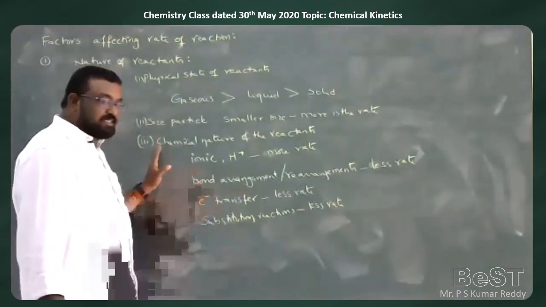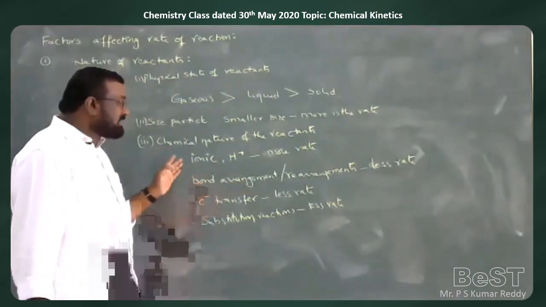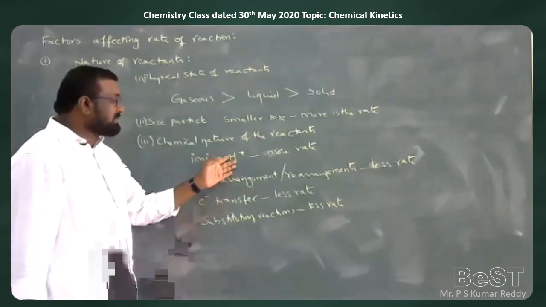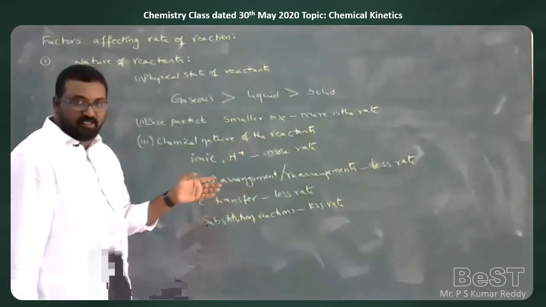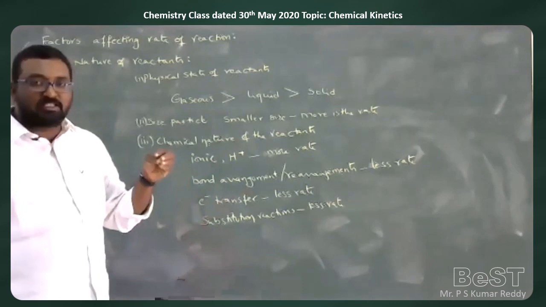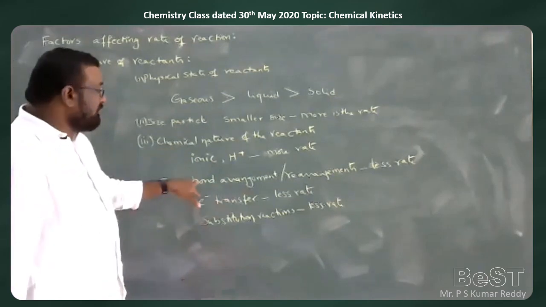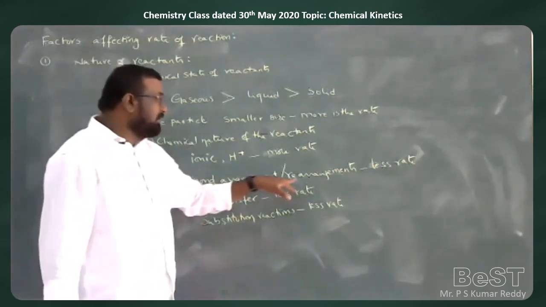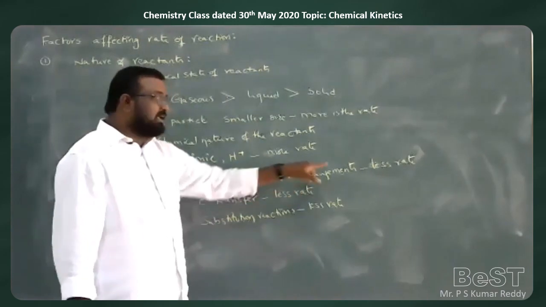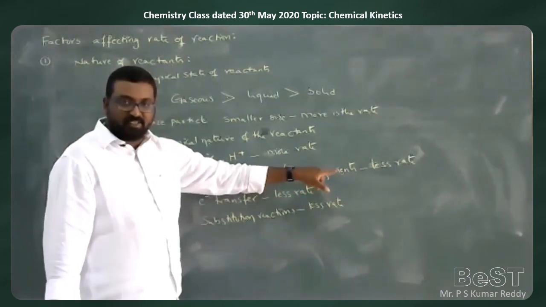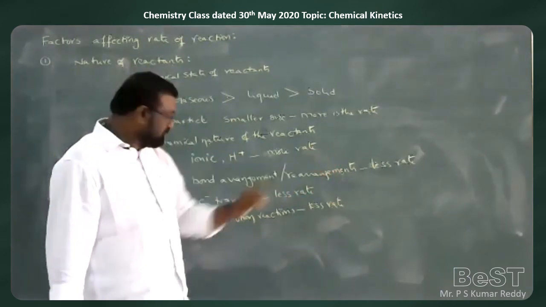Now, chemical nature. Ionic substances and proton related reactions will have a more rate of reaction. That is to say, the reaction goes on speedily. With respect to bond arrangement and rearrangement reactions, the rate of the reaction will be less. That is, the reactions will be slow.